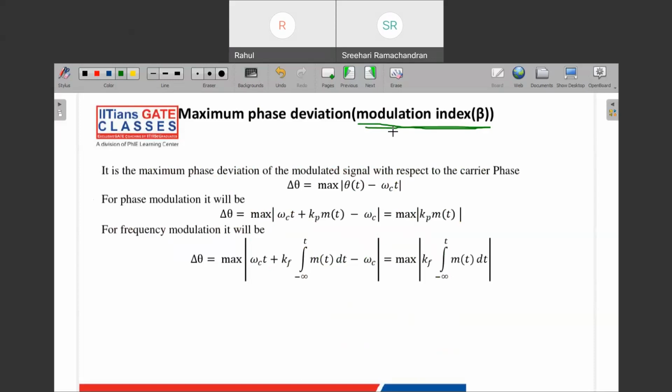That is wrong. For both cases, whether it's phase modulation or frequency modulation, the maximum phase deviation gives us the modulation index. So irrespective of the modulation, whether it's phase or frequency, the maximum phase deviation will give the modulation index.